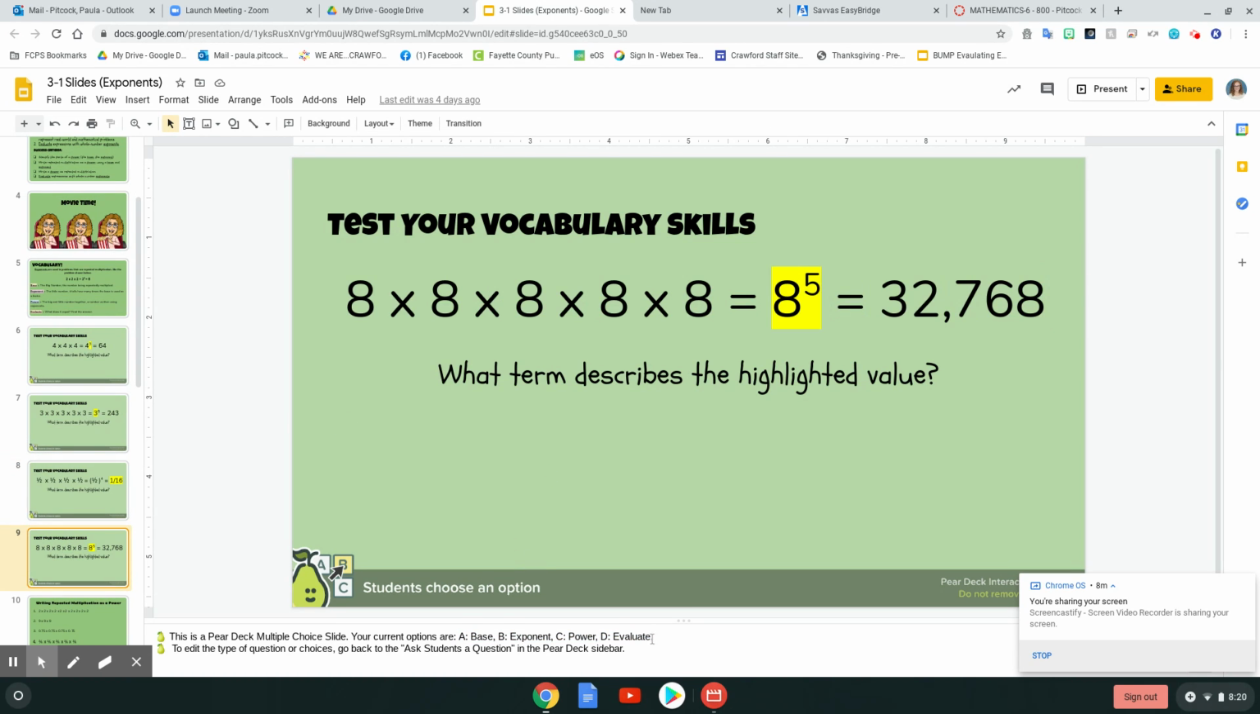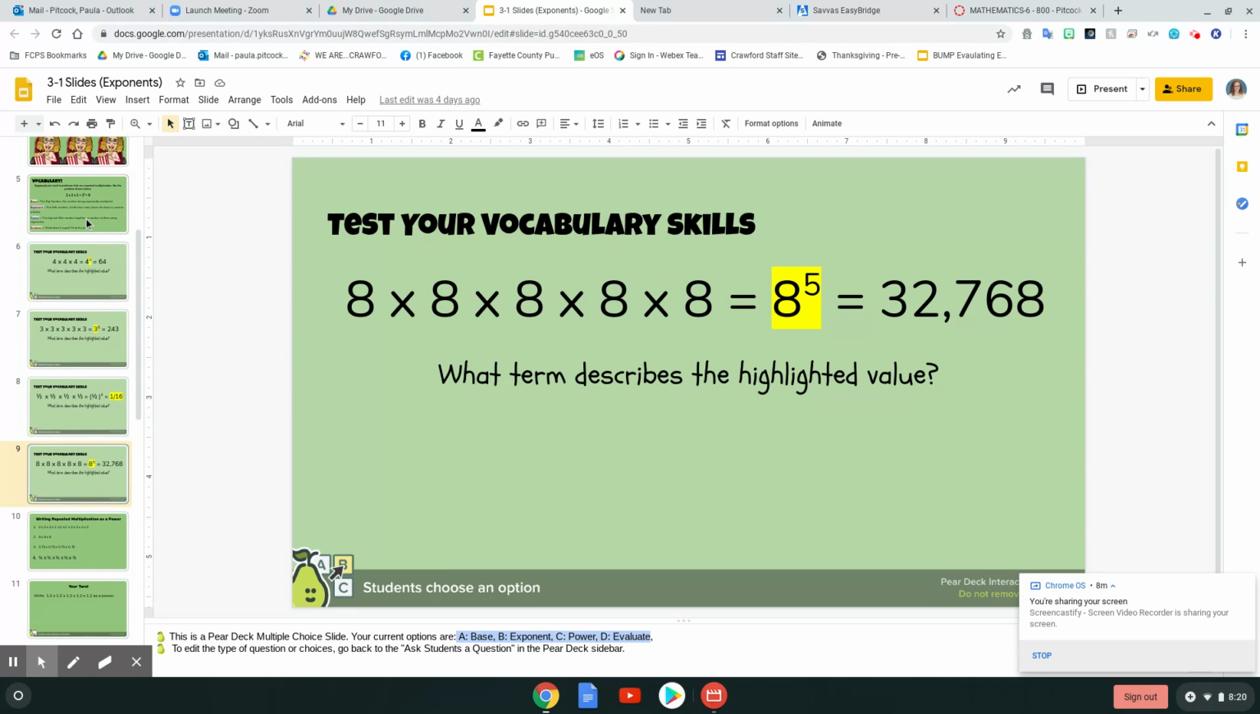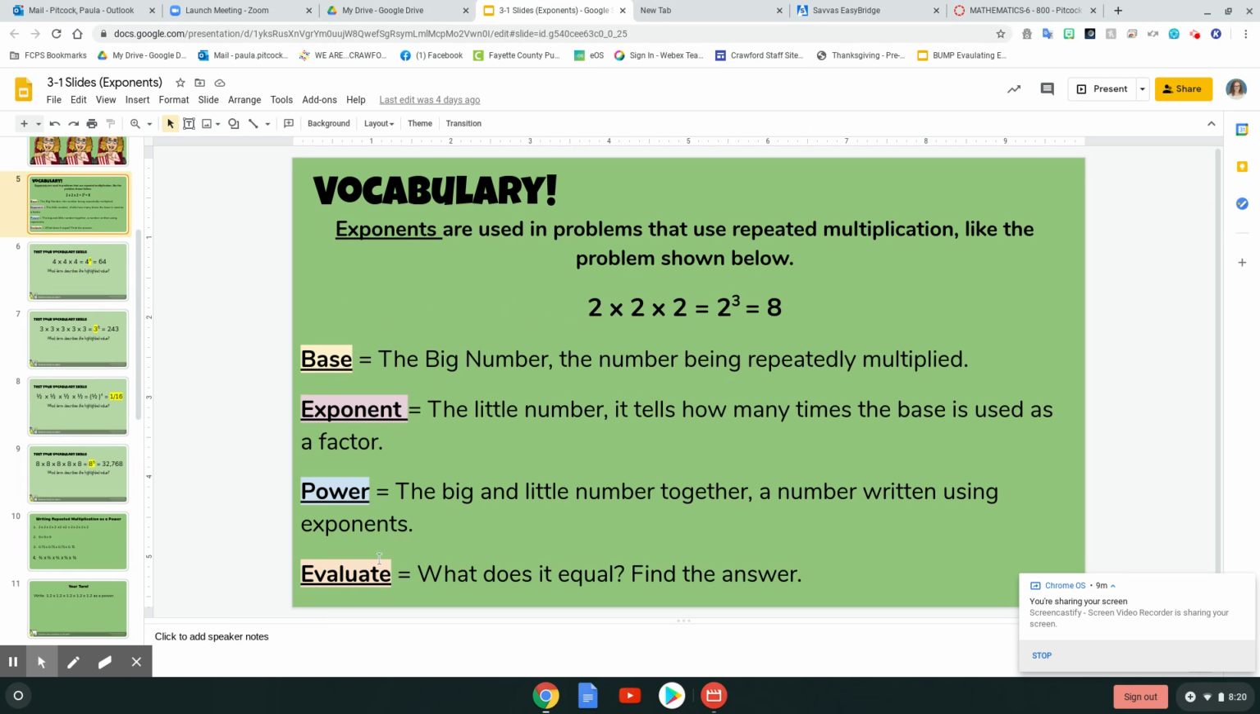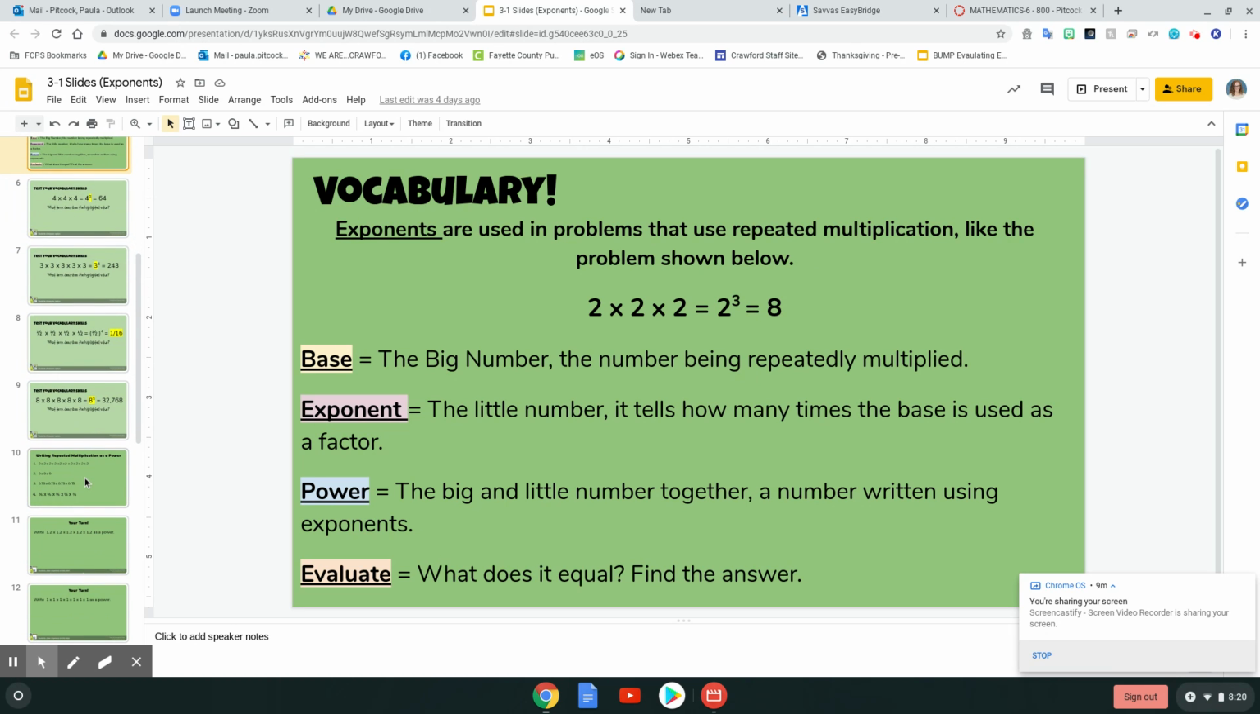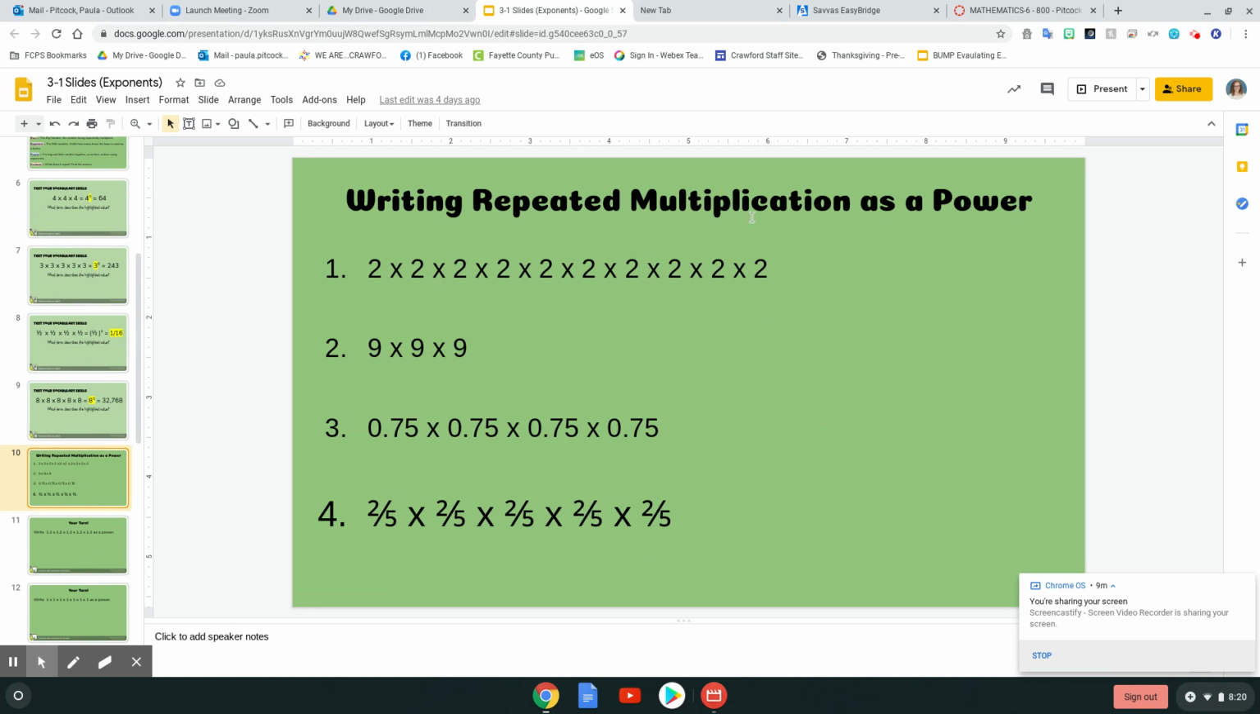Okay, we got one more. Which vocabulary word at the bottom that I highlighted in blue represents the highlighted term? Hopefully you said power because it has the big number and the little number. Together, those are the power. Okay, so that's going over vocabulary. If you're stuck on vocabulary, you can come back right here to this slide where it lists out the vocabulary for you.